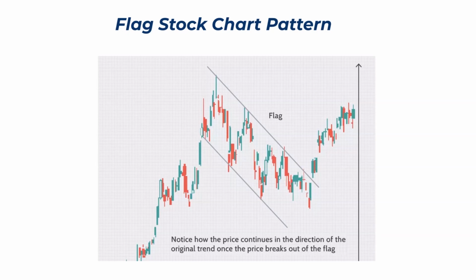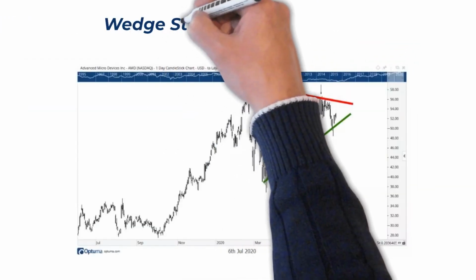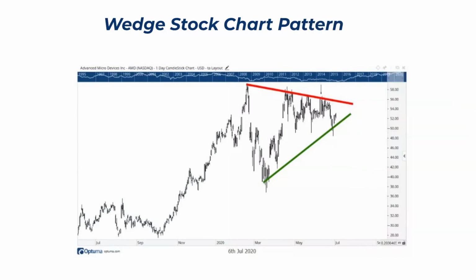The wedge stock chart pattern. Wedges are continuation patterns similar to pennants in that they are drawn using two converging trend lines. However, a wedge is characterized by the fact that both trend lines are moving in the same direction, either up or down. A wedge angled down represents a pause during an uptrend.